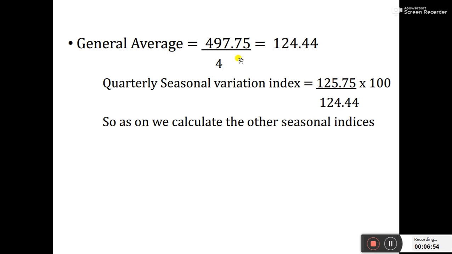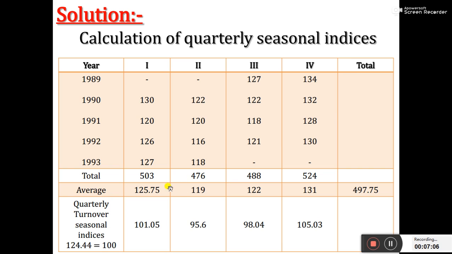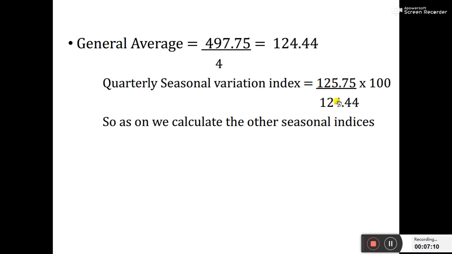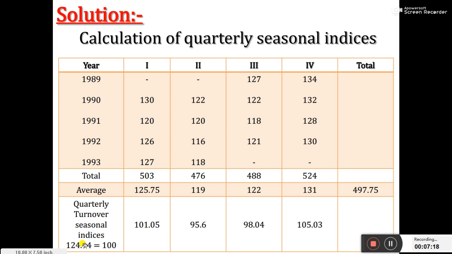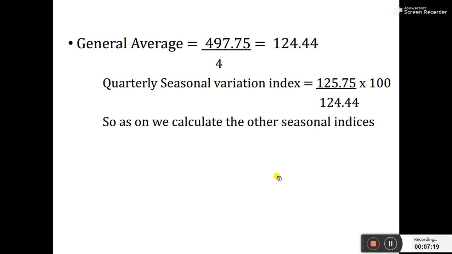Here general average is 497.75 divided by 4 equals 124.44. So the quarterly seasonal index for the first value, suppose 125.75, is 125.75 divided by 124.44 into 100. So as on, we calculate the other seasonal indices. So something is wrong in here actually. So you need to find this.